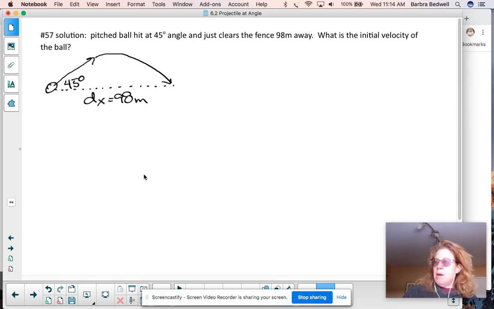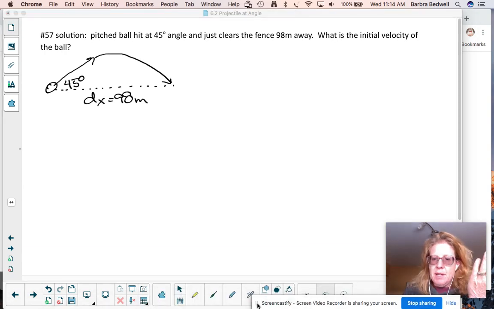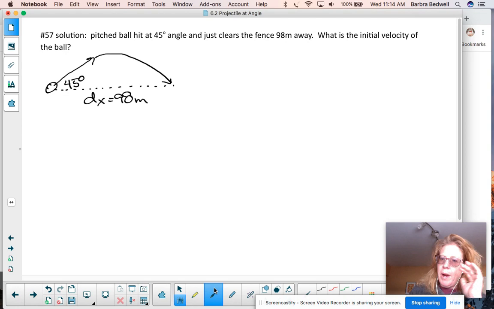Hey everybody. We just realized that problem number 57 was way harder than I intended it to be. So I'm going to throw the solution up here so you can see what it is. It's definitely solvable, but it's way harder than anything I'm going to ask you to do on the little end of chapter assessment we'll do here. So I just wanted to do the quick solution for it so you can see how it's done.